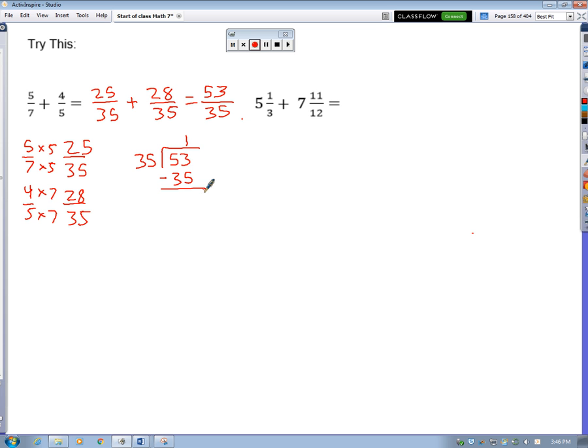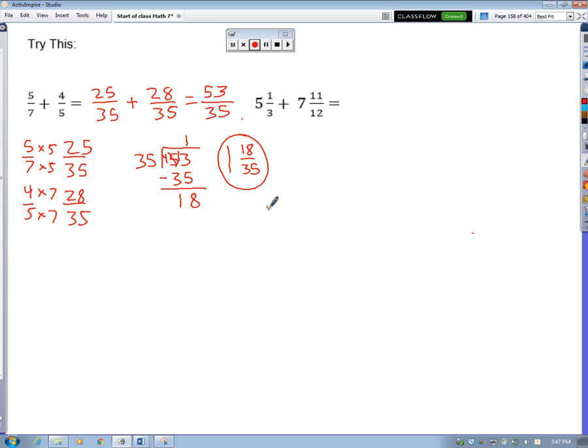Okay, do a little borrowing here, make that a 4, make that a 13. 13 minus 5 is going to give me 8. 4 minus 3 is going to give me 1. Okay, so I got a remainder of 18. Now I'm going to make that into a mixed number. 35 went in there one whole time. There's my whole number. My remainder goes on top. 35 just stays on the bottom. Okay, so that would be my final answer simplified all the way down.